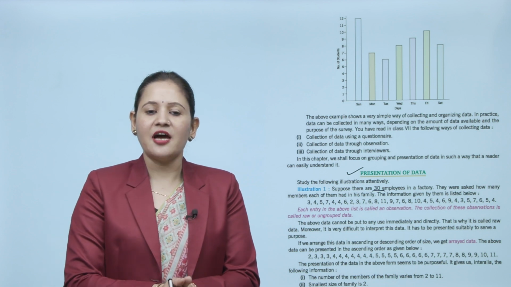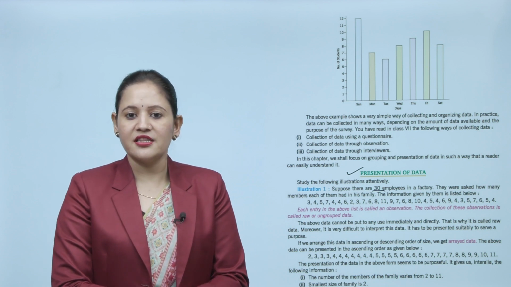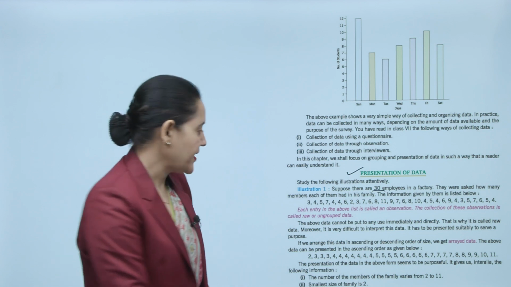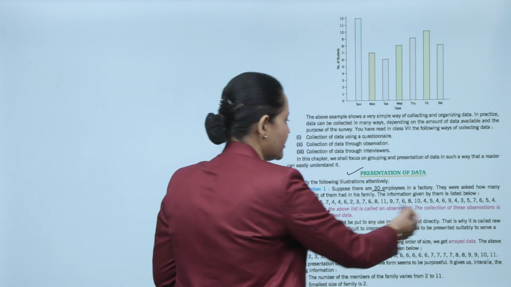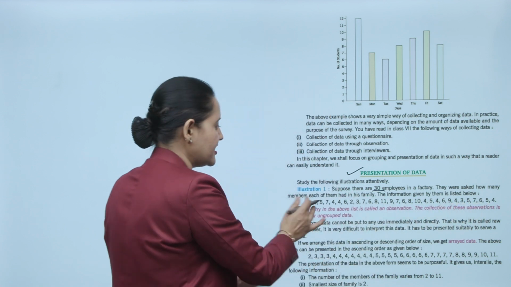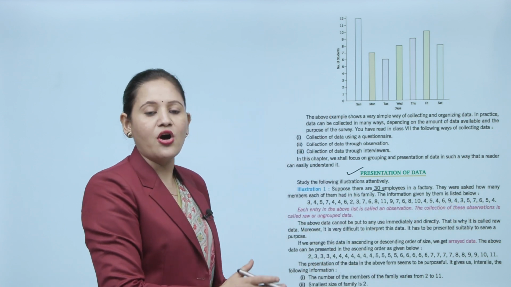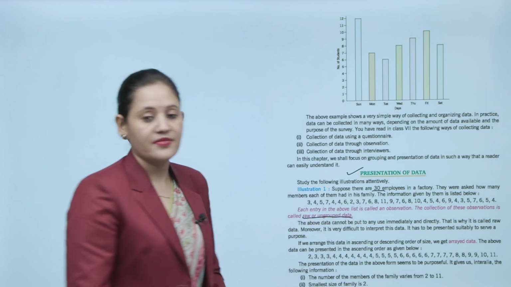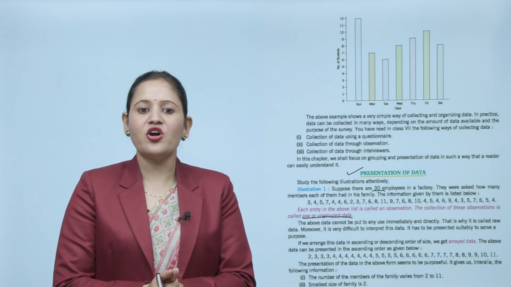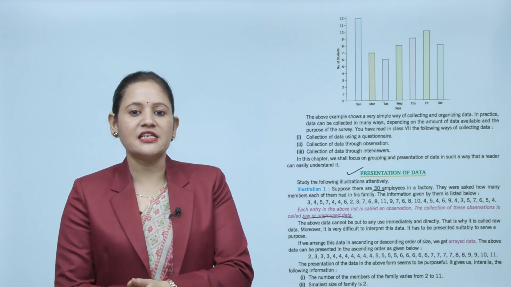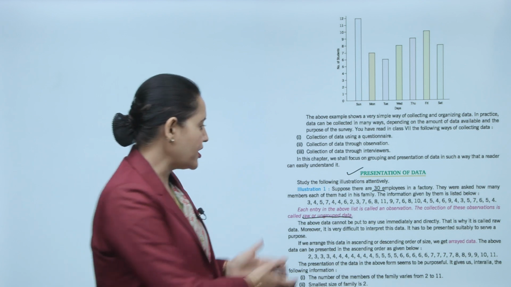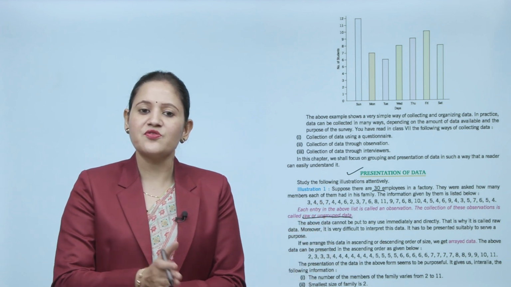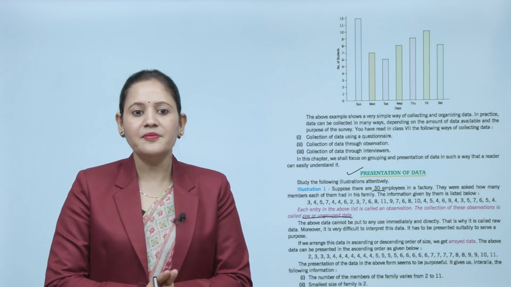Each entry in the above list is called an observation. The collection of these observations is called raw or ungrouped data. ये जो है, जो भी information थी, that is arranged like this, and this information is called raw or ungrouped data. The above data cannot be put to any use immediately and directly, because by looking at this data we cannot tell how many members are there. So first we have to arrange them. Clear?